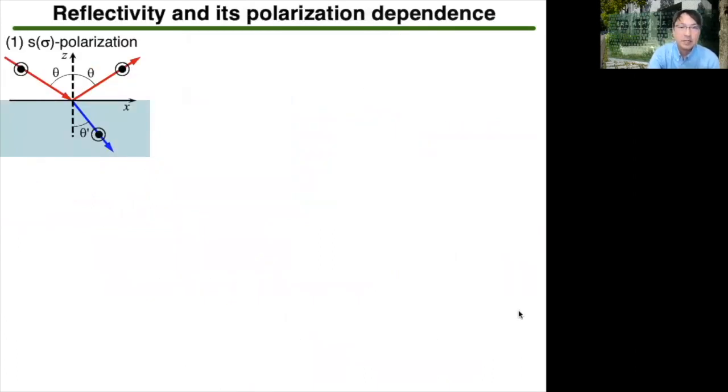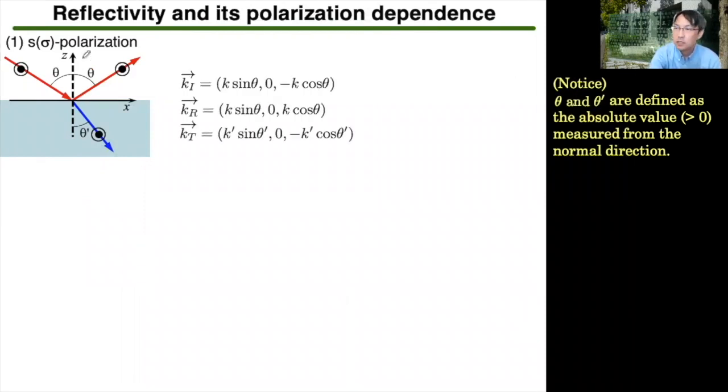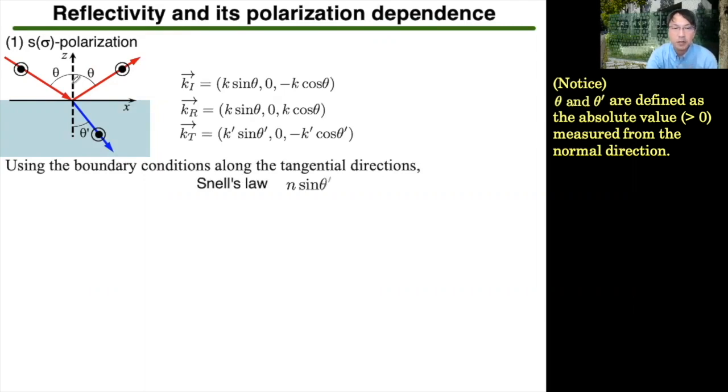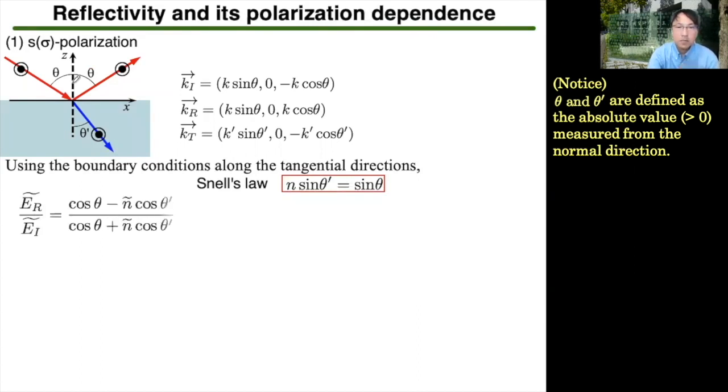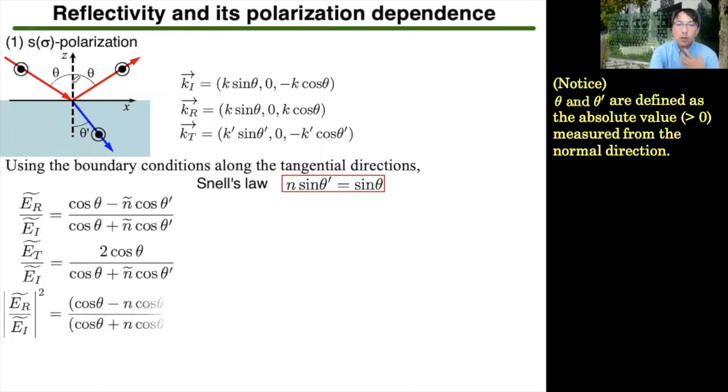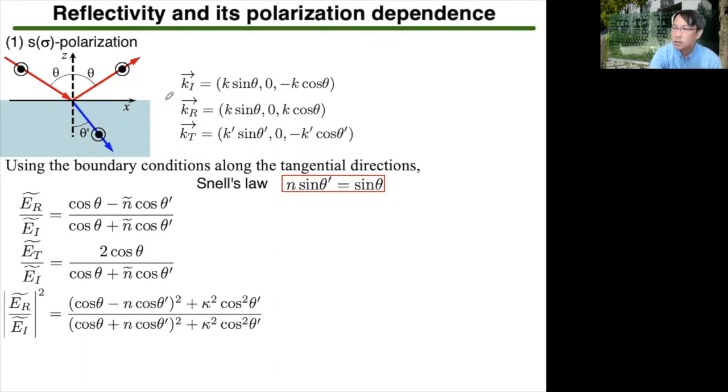When the incident angle theta deviates from 0, that is from the normal incident condition, the calculation becomes rather complicated and we need to take the difference in the polarization into account. At first, I start from the S or sigma polarization, where the electric field of the light is perpendicular to the scattering plane. In this figure, every electric field is perpendicular to the z-axis and surface normal.